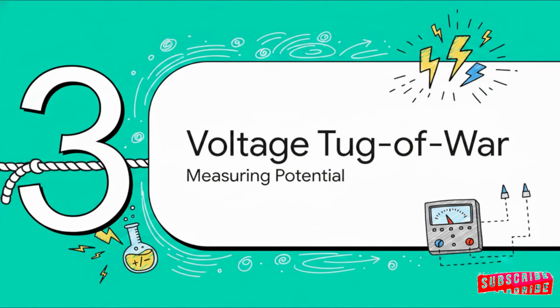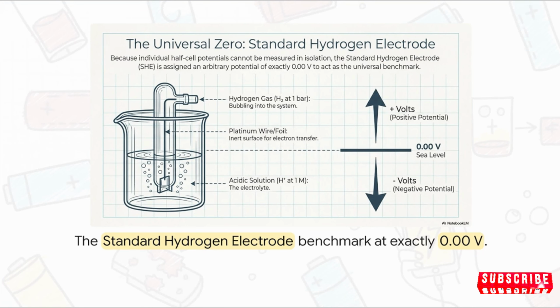Let's dive into part 3, the voltage tug-of-war. So we keep talking about voltage, right? But here's a tricky problem early chemists ran into. You actually cannot measure the potential of a single half cell all by itself in isolation. You always need a pair to get a reading.